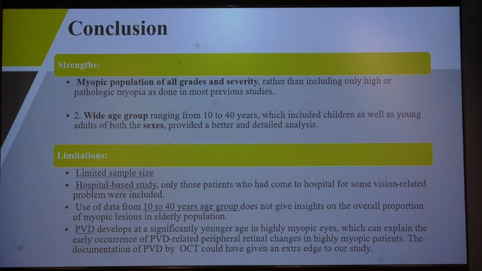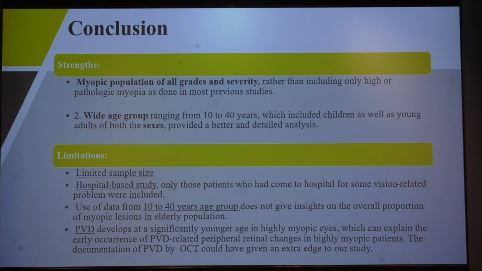Coming to the strengths of the study, in this study, myopic population of all the grades and severity was included, rather than including only high or pathological myopia as was done in most of the previous studies. A wide age group ranging from 10 to 40 years, which included children as well as young adults of both sexes, provided a better and detailed analysis.